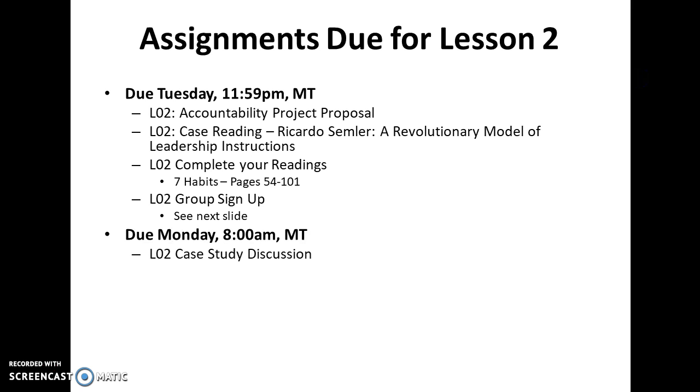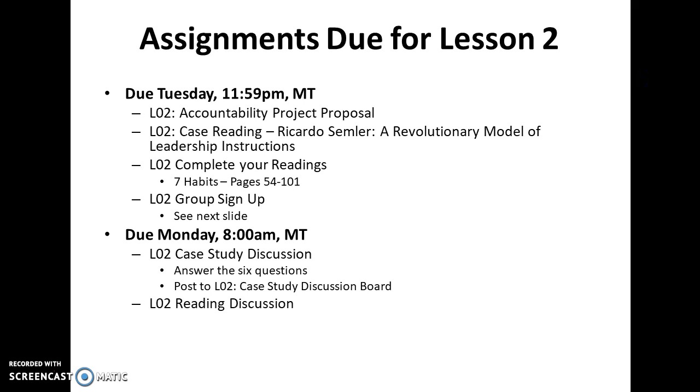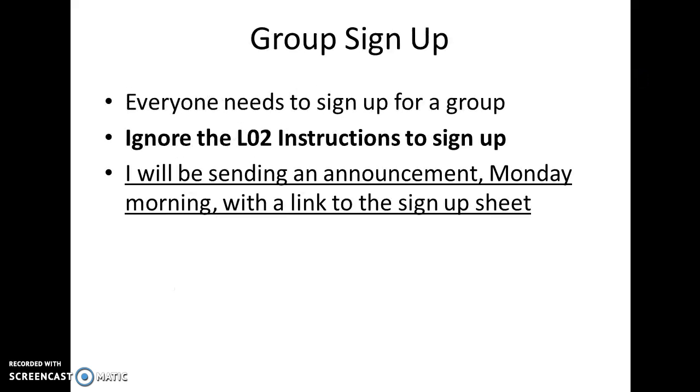Now due by Monday will be your case study discussion. As opposed to what you'll be doing in future weeks with your group meetings, make sure you follow instructions because there's 6 questions you need to answer, and these questions you need to post to the Lesson 2 case study discussion board. You'll also need to participate in the reading discussion board regarding your 7 Habits reading, so get to this early. I suggest starting it on Wednesday. And then finally, the Lesson 2 self-assessment.